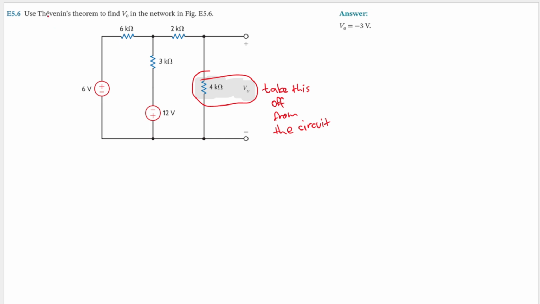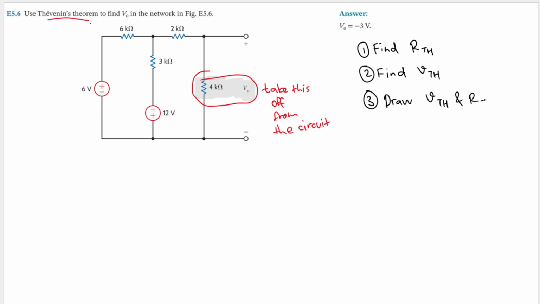Okay, and we are asked to use Thevenin theorem. We need to do 3 steps. The first one will be finding the Thevenin resistance, or RTH, and the second one is to find out the Thevenin voltage, which is VTH, and then the number 3 is draw VTH and RTH, and then we need to find V0, right? So we'll find V0. Good.